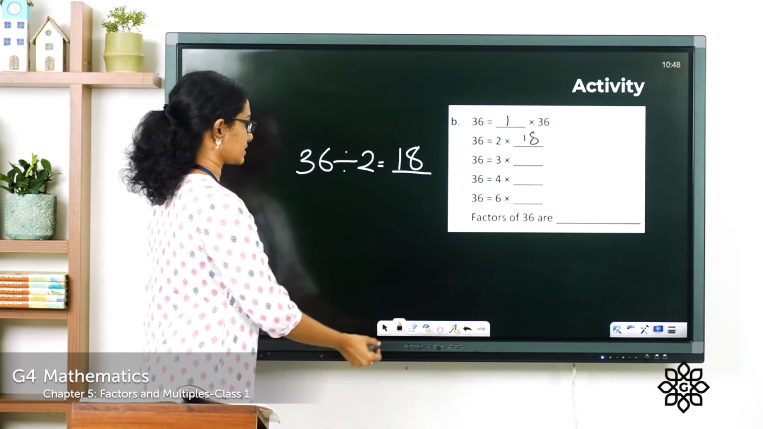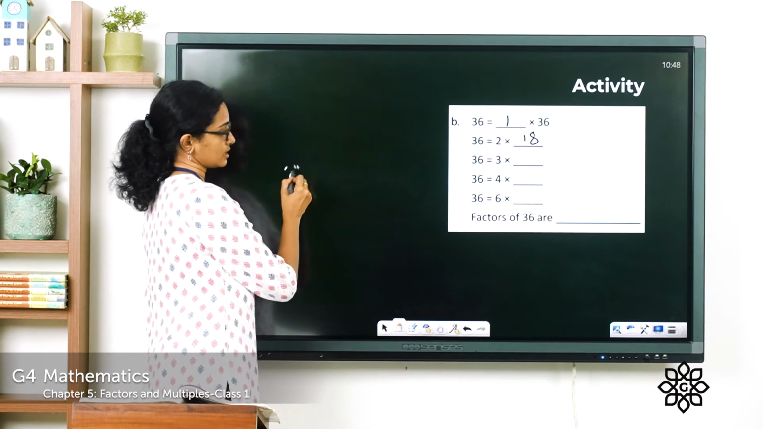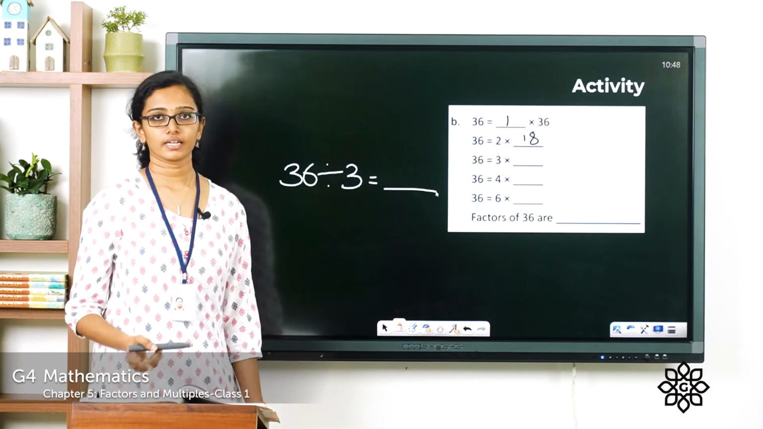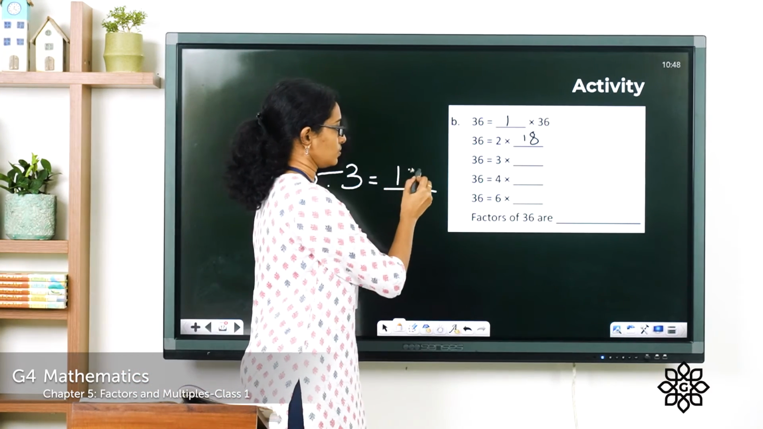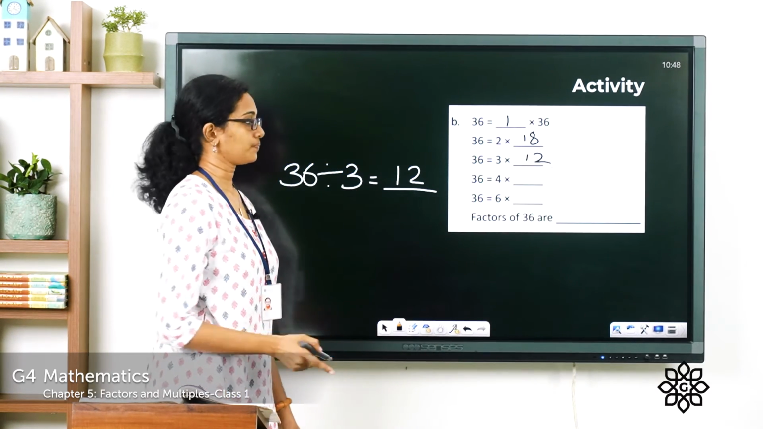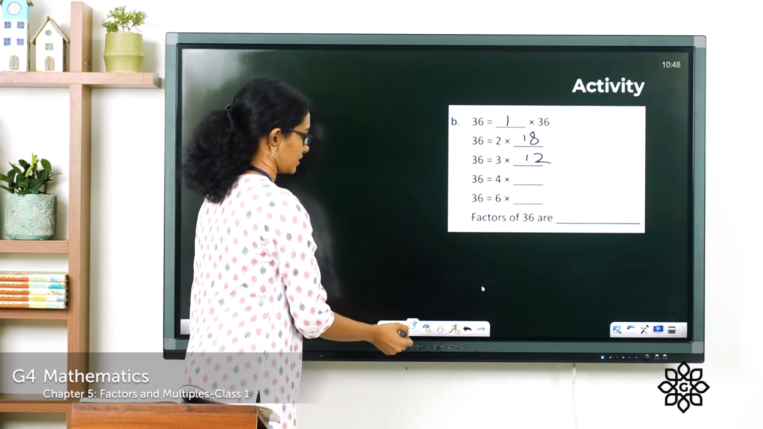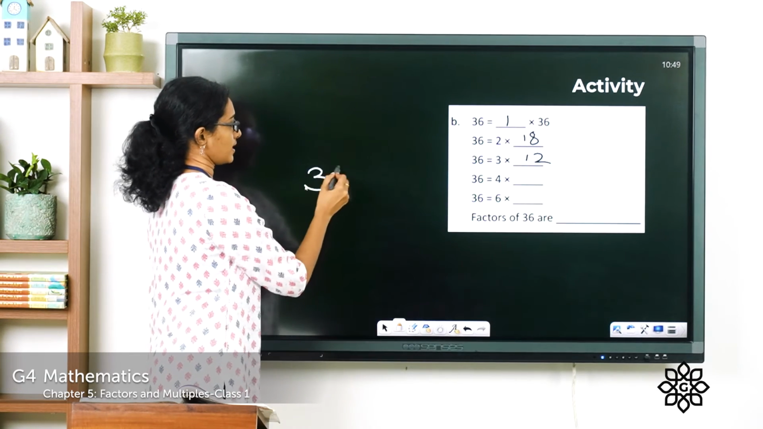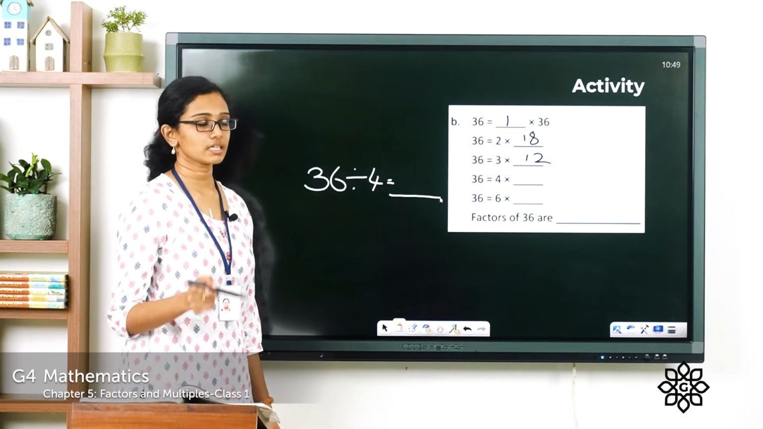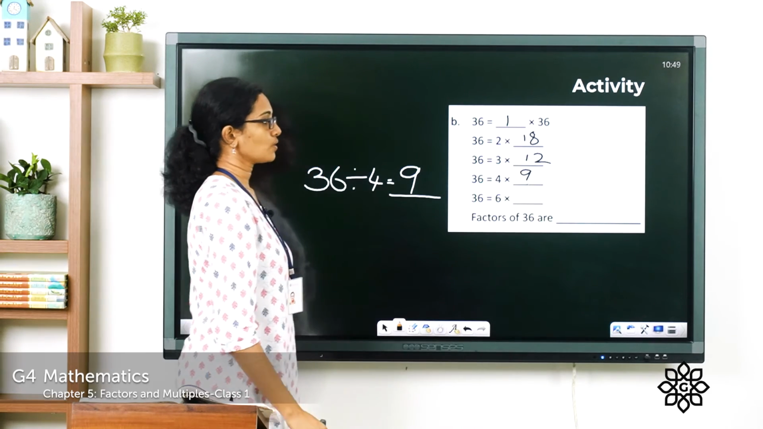Now the third one, 36 is equal to 3 into dash. So how do we write the division fact? 36 divided by 3 is equal to dash. And how many 3's are there in 36? 12, right? So let's write 12 over there. 36 is equal to 3 into 12. Now let's see the fourth one. 36 is equal to 4 into dash. How do you write the division fact? 36 divided by 4 is equal to dash. How many 4's are there in 36? 9, right? So let's write 9 over there. 36 is equal to 4 into 9.